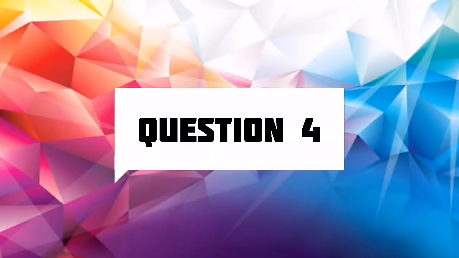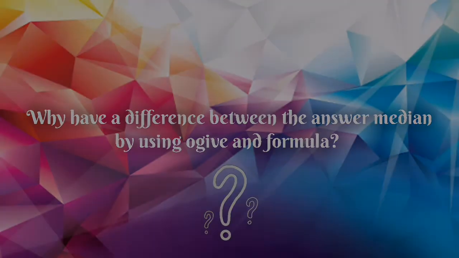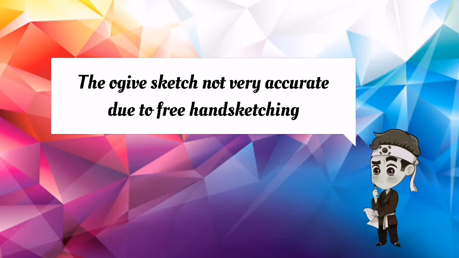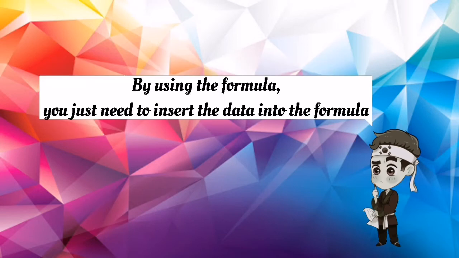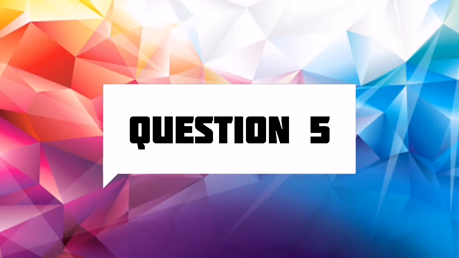In question 4, it asks me to give a reason why there is a difference between the answer of the median by using the formula and the ogive. So, it has a different value because the ogive sketch could be not very accurate due to freehand sketching, while by using the formula, we just need to put the data into the formula and calculate them. It's more accurate.